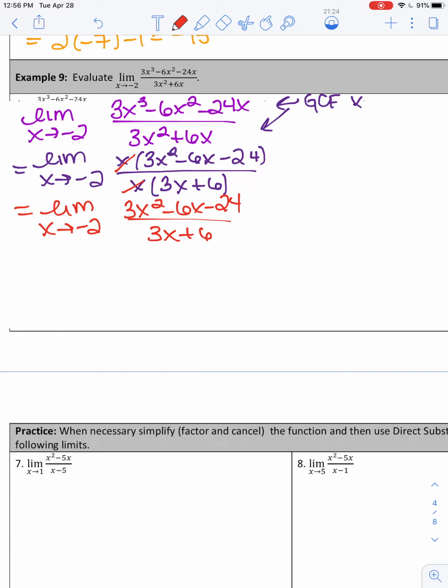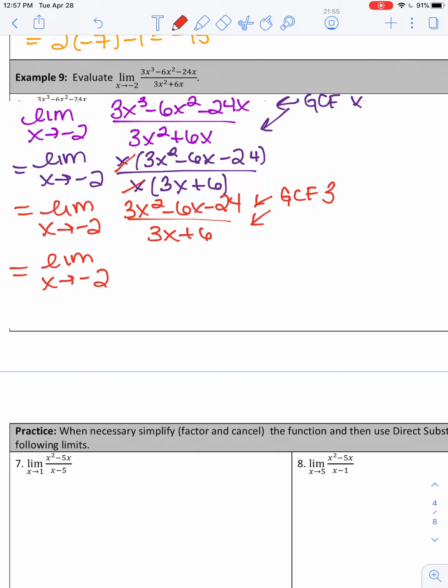And here I noticed that maybe that was a silly first step because there's still another greatest common factor of 3 in both numerator and denominator. I could have combined this greatest common factor of x and this greatest common factor of 3 into a single greatest common factor of 3x and divided it all out at once, but I didn't.